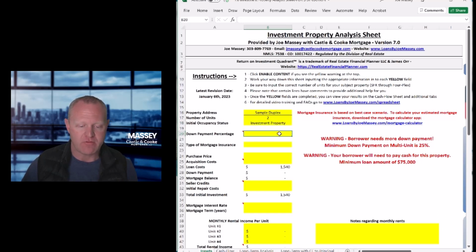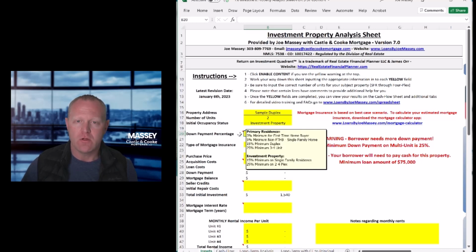Now, down payment percentage. You'll see this little red icon over here. This will help you with some of the requirements that you'll need for down payment.